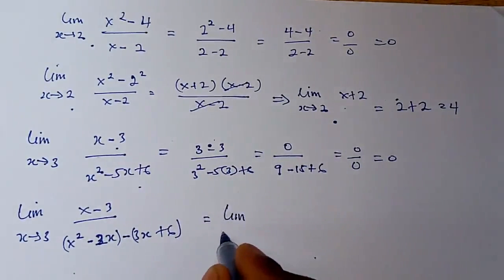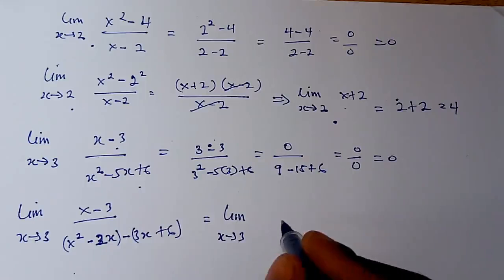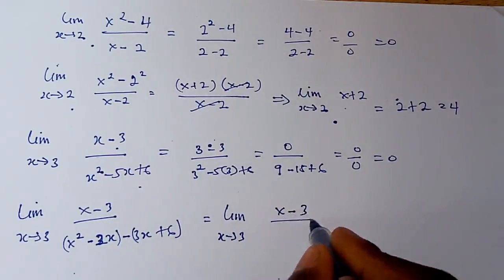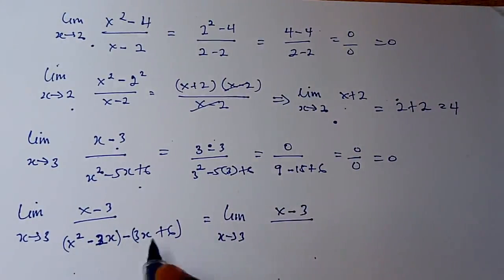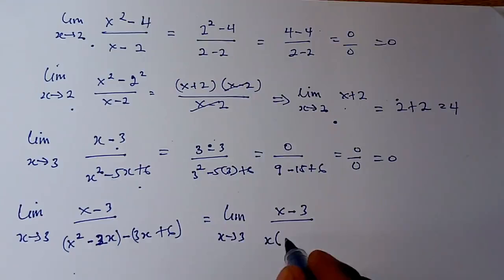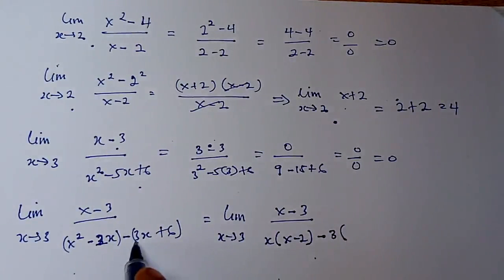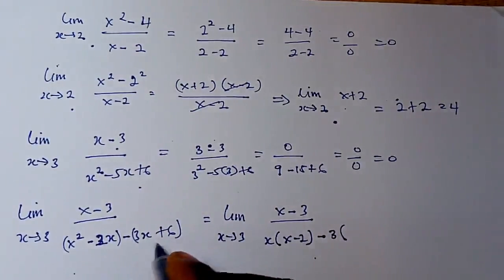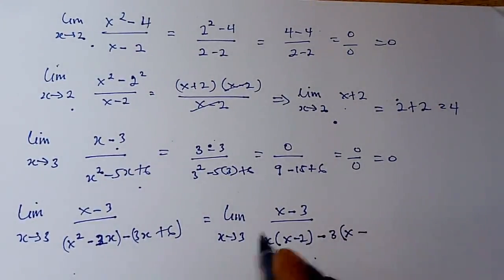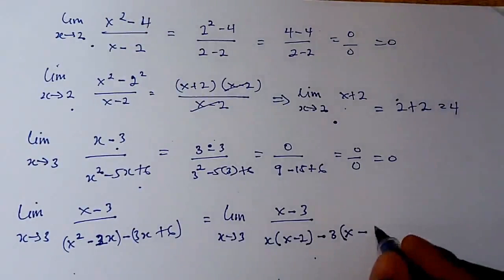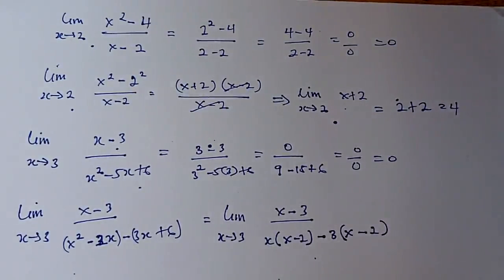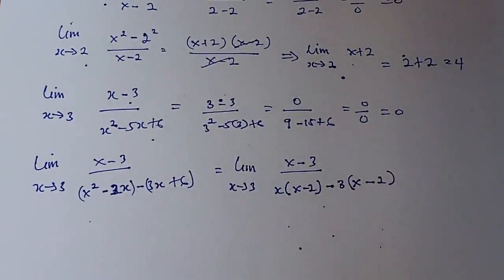So we're going to get something like this. The limit as x approaches 3, and then we have x minus 3 over x squared minus 2x. We can factorize x out, so x comes out and we are left with x minus 2. Then minus 3x plus 6, here we can factorize 3 out, leaving x minus 2. Okay, so we can now simplify like this.